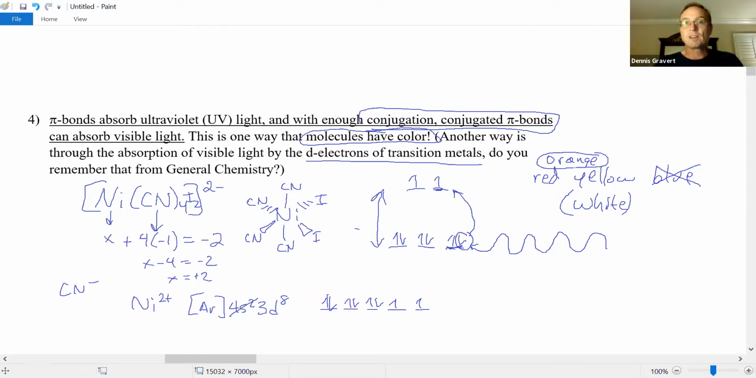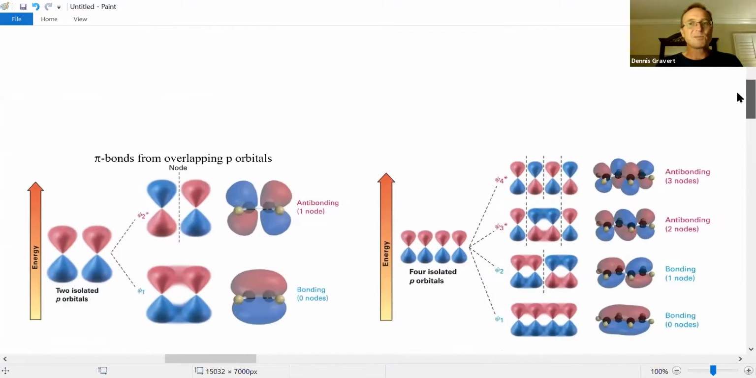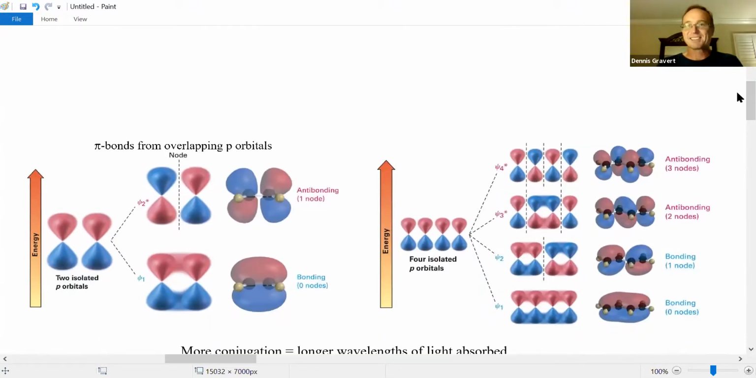Well, that was transition metals and different d orbitals having different energies. But we have our pi bonds. And we talked a little bit before in the previous video that if you create a pi bond, you're going to have a bonding molecular orbital and an antibonding orbital. So you're going to have one orbital up here and another one down here. This is your pi star, and this is your pi. And that's for a simple carbon-carbon double bond.